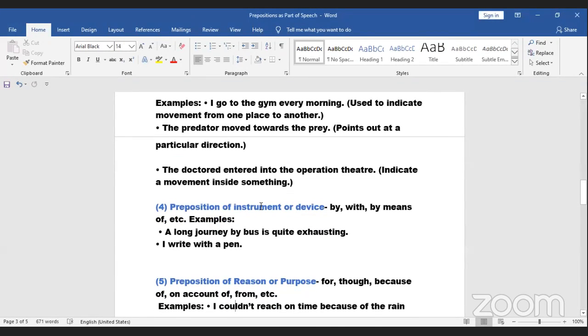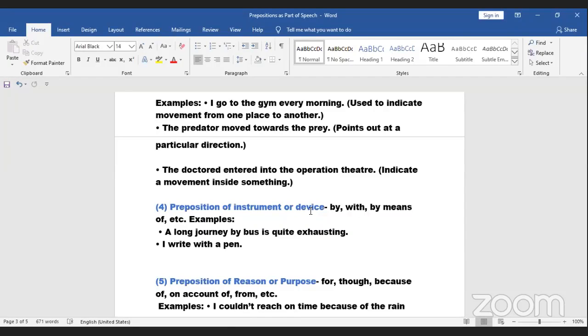Now preposition of instrument or device. That means by means of what? By, with, by means of. This is an instrument or device. A long journey by bus. How did you travel? By bus. A long journey by bus. So by is the preposition of instrument or device.